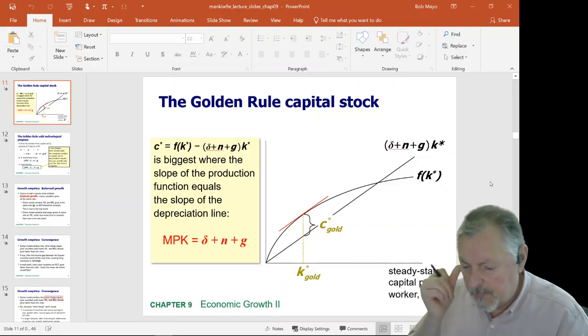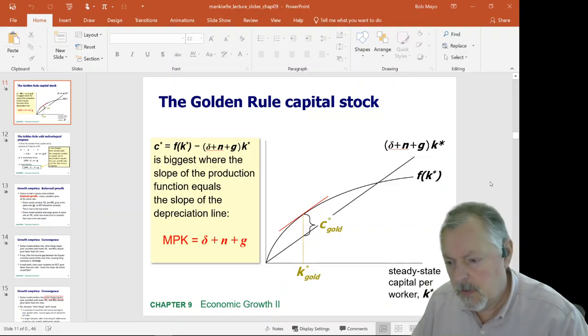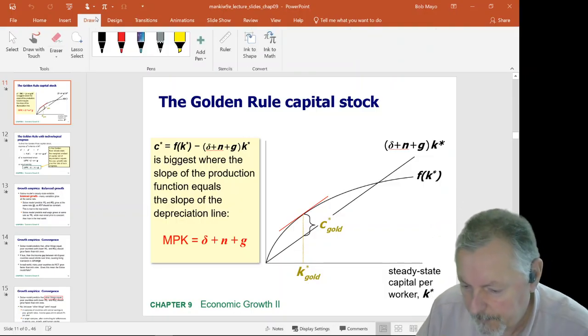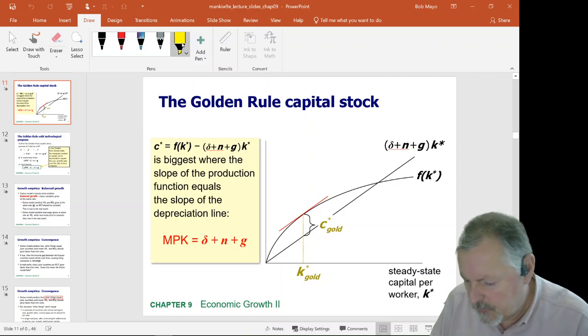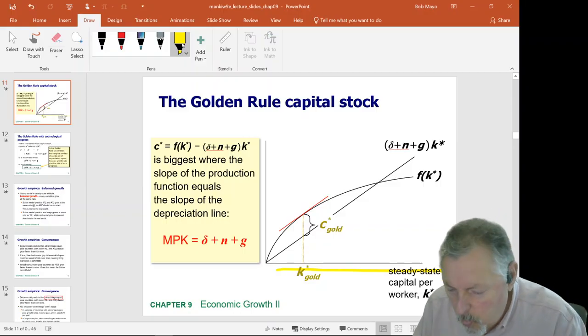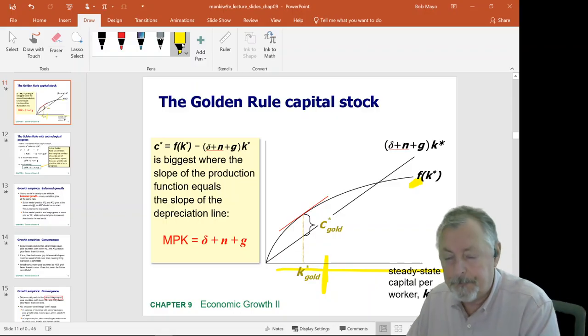I want to go back and comment on this. In the non-golden rule version of this graph, this was level of capital per worker. Only one of them was this steady state. This is a different graph. This one, although they look very, very similar, notice there's no S here.